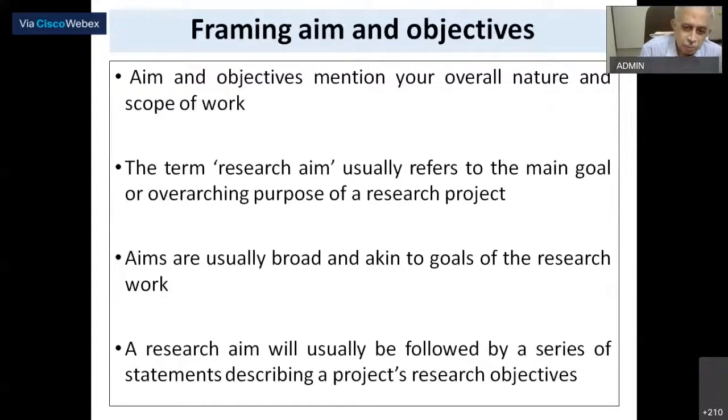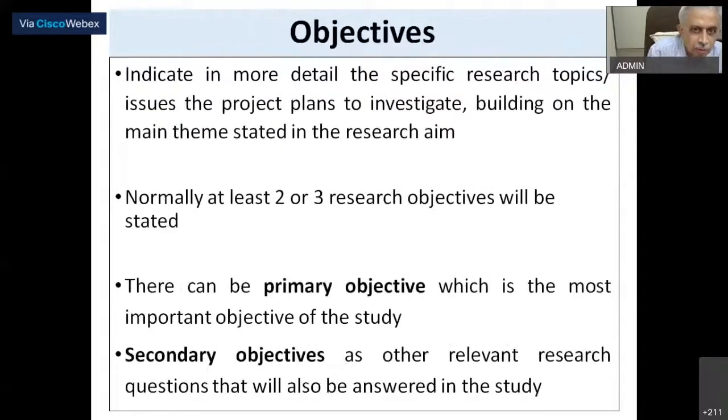So aims are usually broad and akin to the goal of the research work. A research aim will be followed by a series of statements which will describe the objectives. Is it clear? So the aim is very broad. It gives a goal to your research, whereas the objective is much more specific. It should be more clear. It should indicate in more detail specific research topics. The objective should give much clearer framing of what you are going to investigate, building on the main theme or the aim of your study.